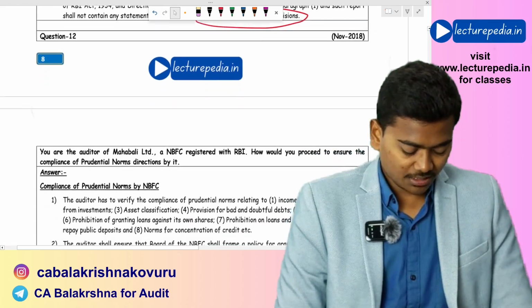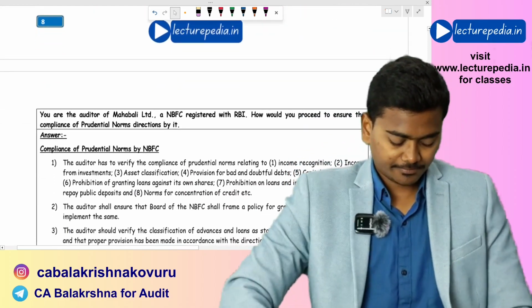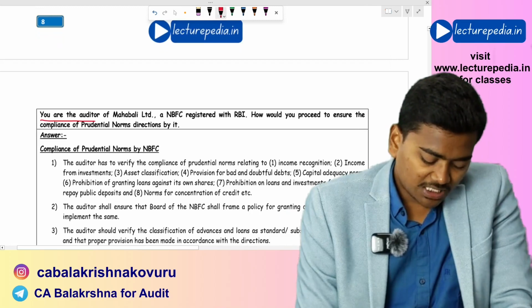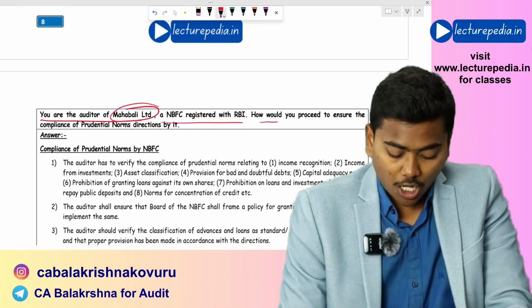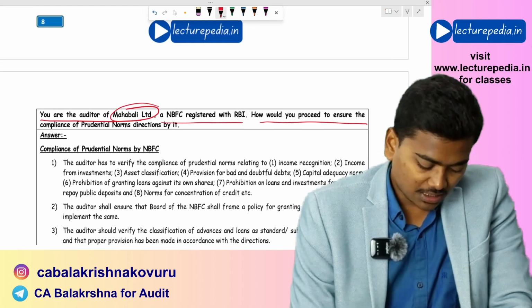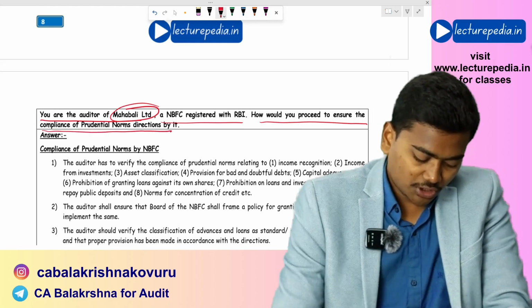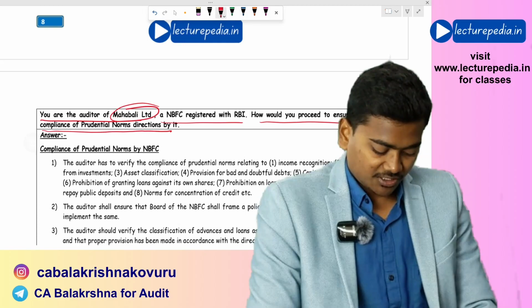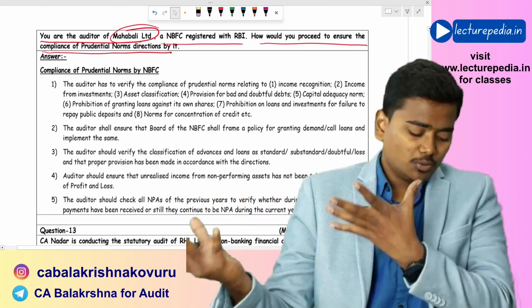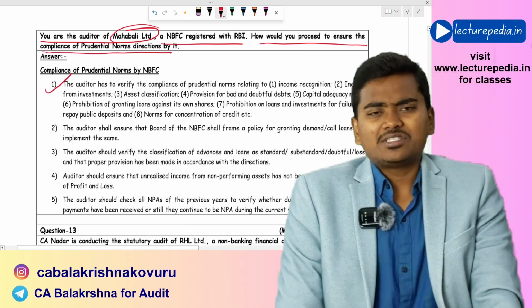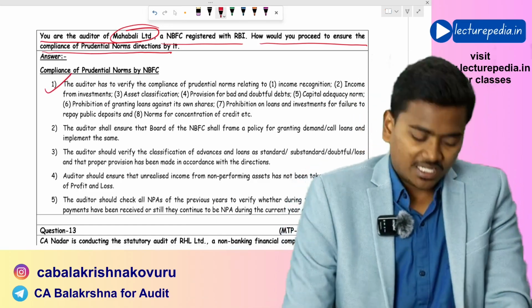Moving to question number 12. You are the auditor of Mahabali Limited, an NBFC registered with RBI. How would you proceed to ensure the compliance of prudential norms directions by it? First of all, what are the prudential norms? You will list them. The RBI has issued various prudential norms for NBFCs.